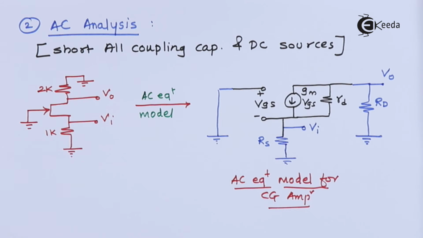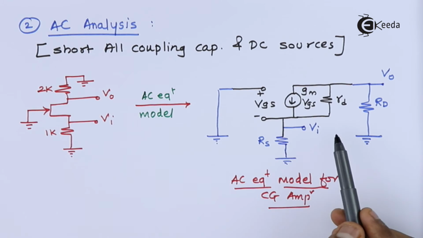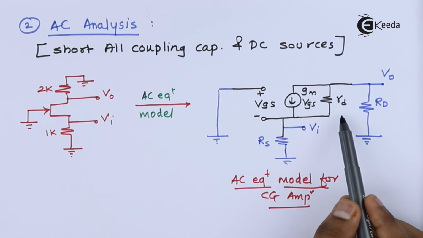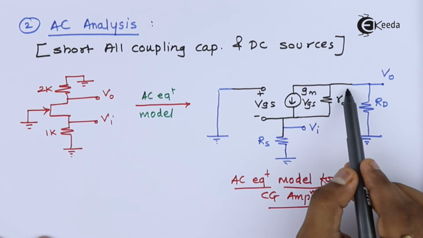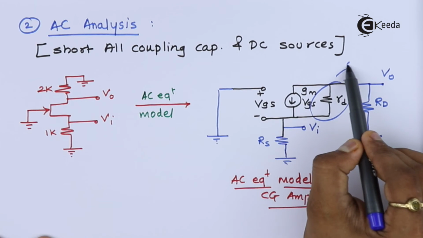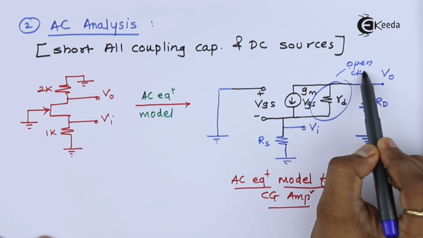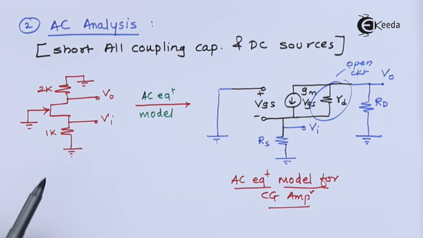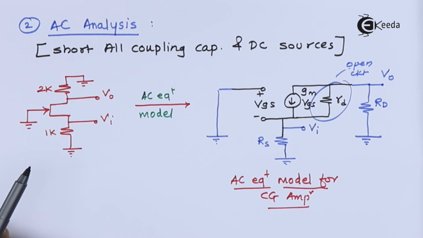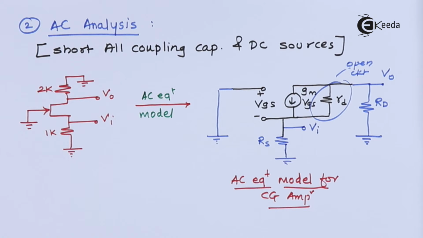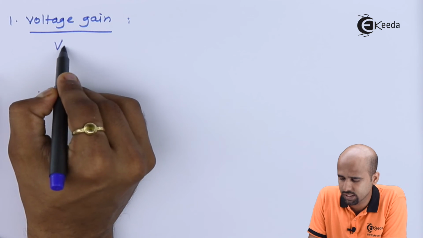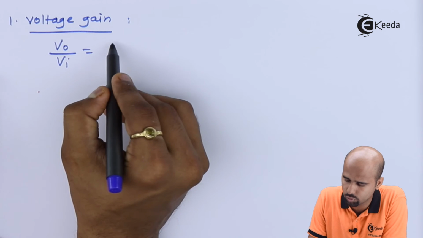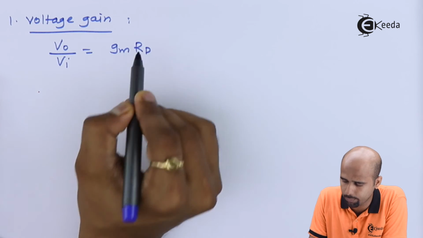As far as voltage gain is considered, we all know that the value of voltage gain is equal to GM into RD, because small rd is not given in this numerical. So we'll consider this small rd as open circuit. If we take this as open circuit, then we'll get the same value as that of the voltage gain of CS amplifier with bypass capacitor but without negative sign. So voltage gain VO divided by VI is equal to GM into capital RD.